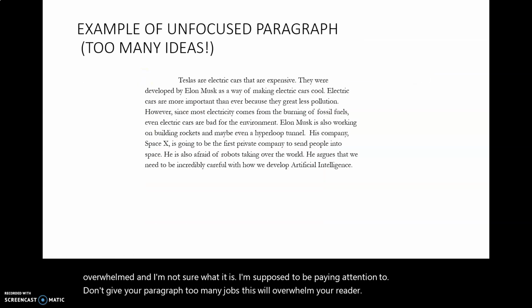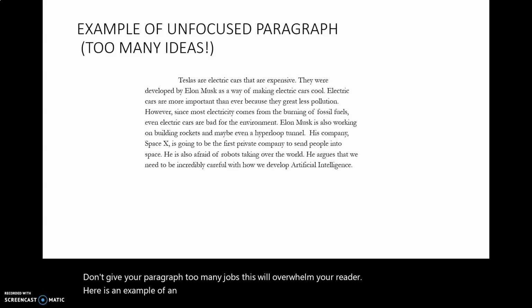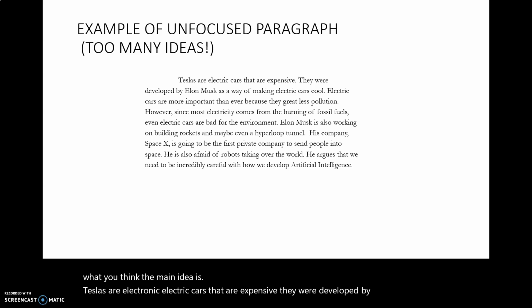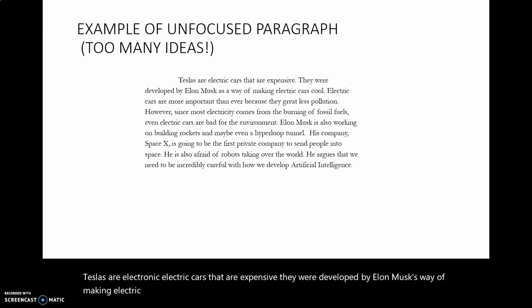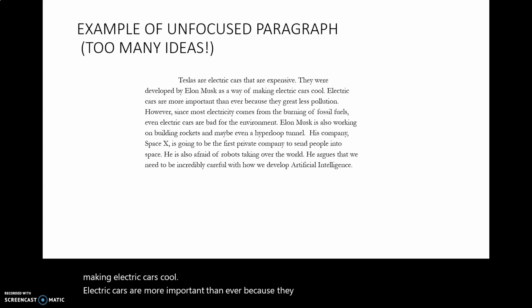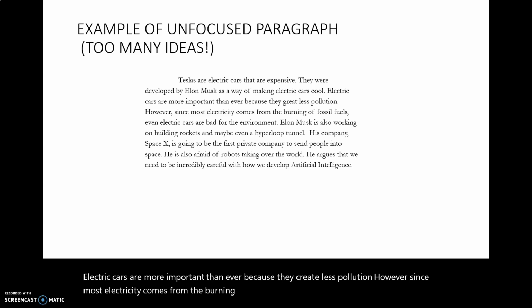Here's an example of an unfocused paragraph. There are just too many ideas in this paragraph. Let me read it, and I want you to think about what you think the main idea is. Teslas are electric cars that are expensive. They were developed by Elon Musk as a way of making electric cars cool. Electric cars are more important than ever because they create less pollution. However, since most electricity comes from the burning of fossil fuels, even electric cars are bad for the environment.